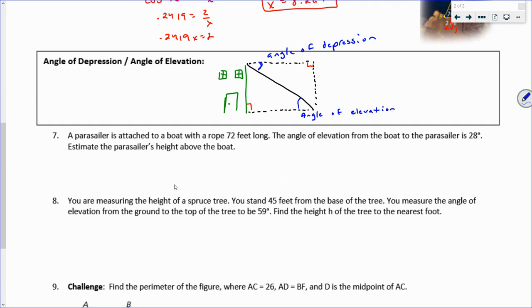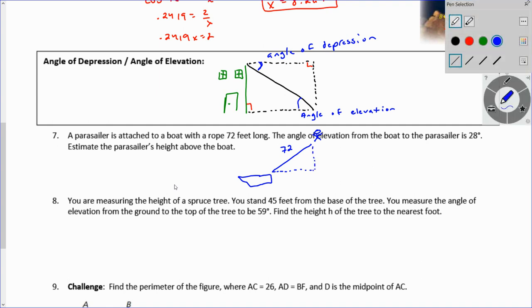A parasailer is attached to a boat with a rope 72 feet long. The angle of elevation from the boat to the parasailer. So if we got our boat, I'm on a boat with my flip-flops. Anybody ever been parasailing? Little line, somebody's up here floating in the air on top of the world like the Carpenters. That's a 72-foot long rope, it says. If we come straight out from here, it tells me angle of elevation is 28. So you need to be able to read that and know that the 28 is there.